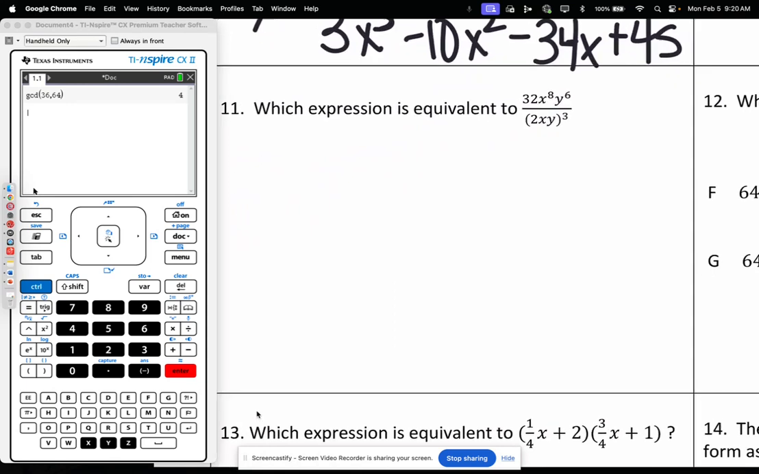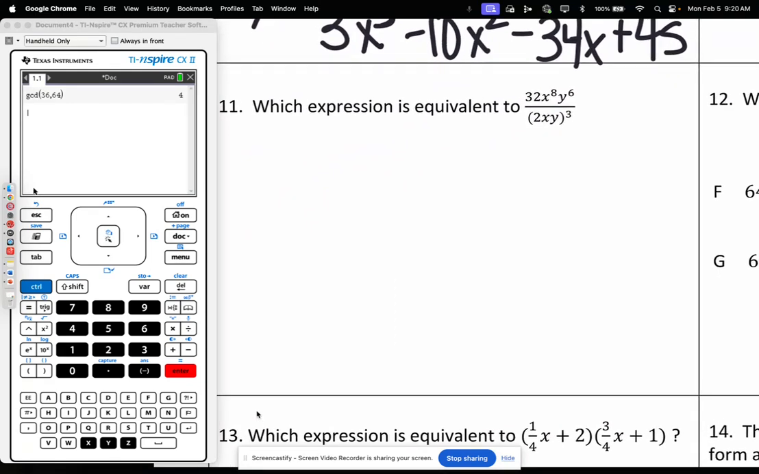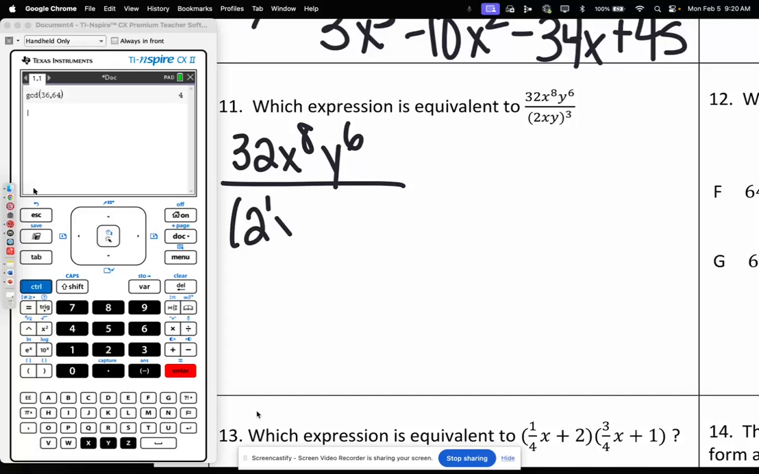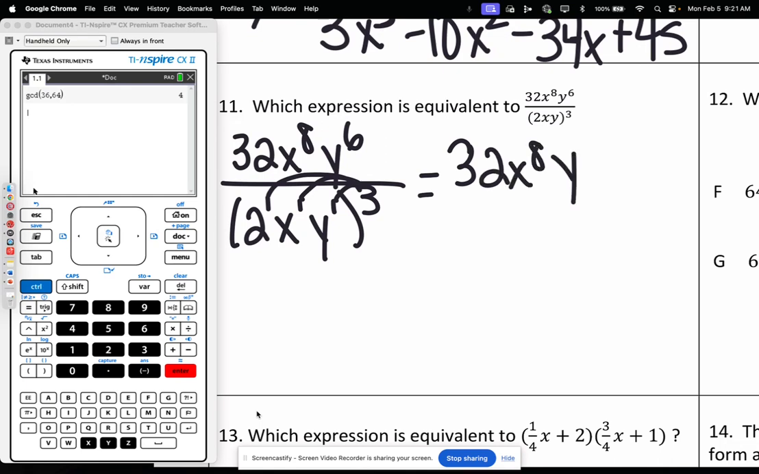All right, this is exponent rules. I'm going to rewrite because I don't have a lot of space there. And on this bottom piece, we're going to make sure we put those ones, right? If there's not a 1 exponent, we need to write it. And we know that we need to distribute. So now I have 32 x to the 8 y to the 6 over 2 to the third x to the third y to the third.